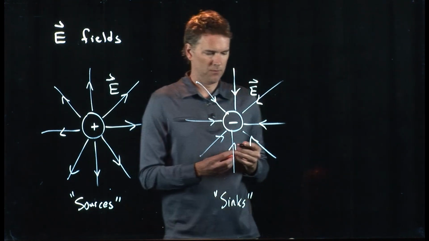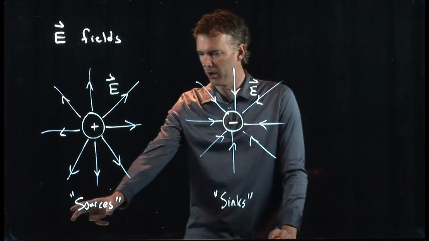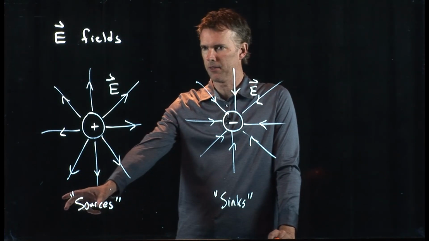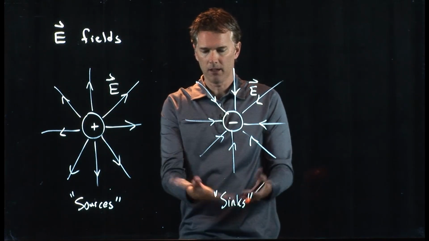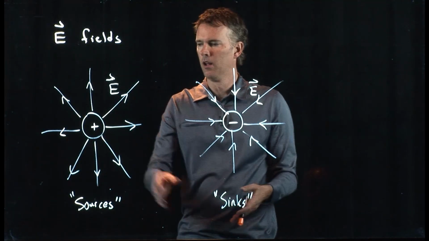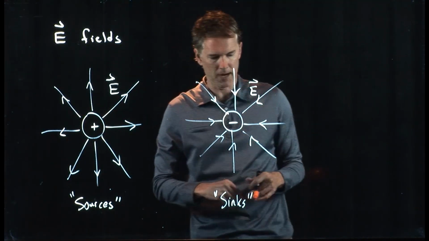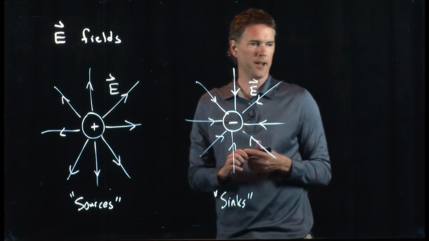So think about these words, sources and sinks, right? The source is like your faucet in your bathroom. You turn on the faucet, water comes out. The sink is where it drains into. It's where it disappears from your bathroom. Sources and sinks, positive and negative charges. All right, that's not too bad.